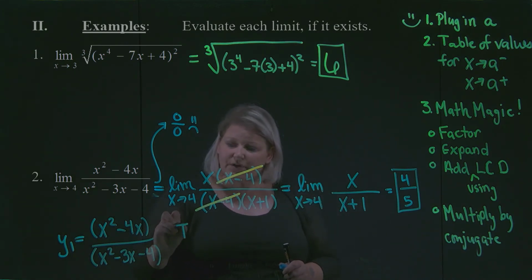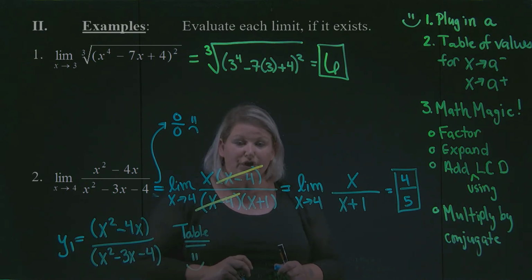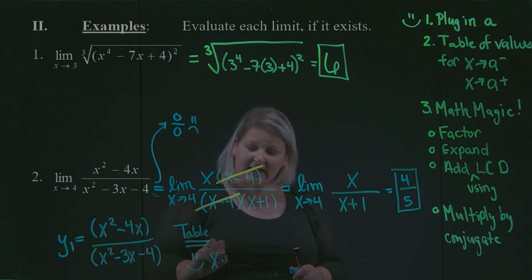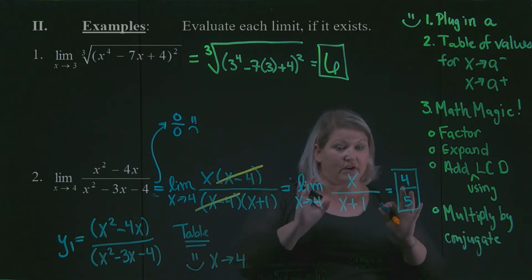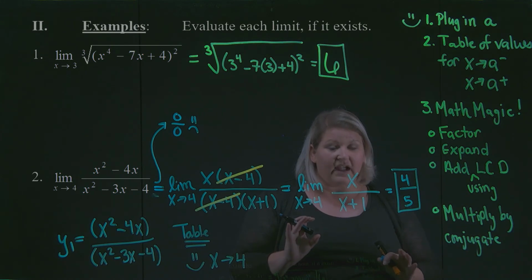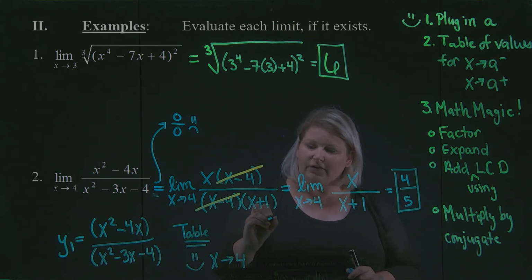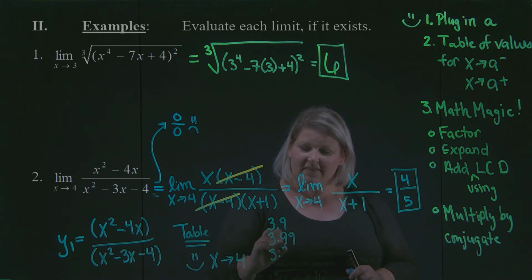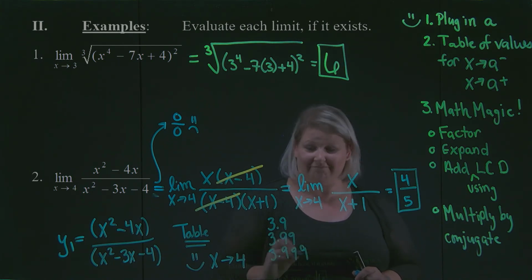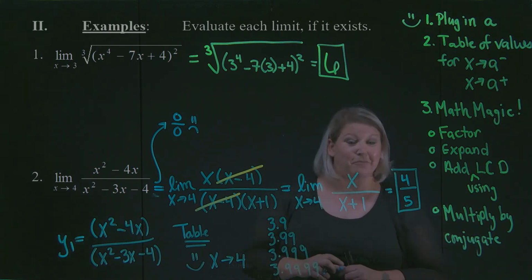Then what you're going to do is go over to your table. Now remember, you are looking at the limit as x approaches 4. So that means you want to go to values very much smaller than 4 and then bigger than 4. So smaller than 4 is 3.9. And then I'm going to type in 3.99, and then 3.999, and then 3.99999. You get the point.